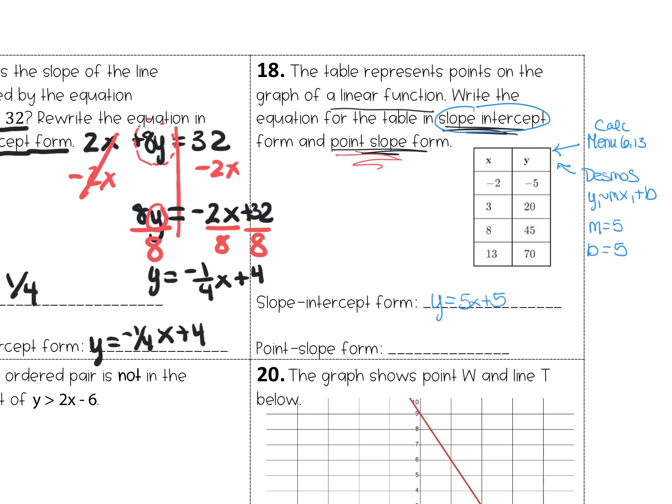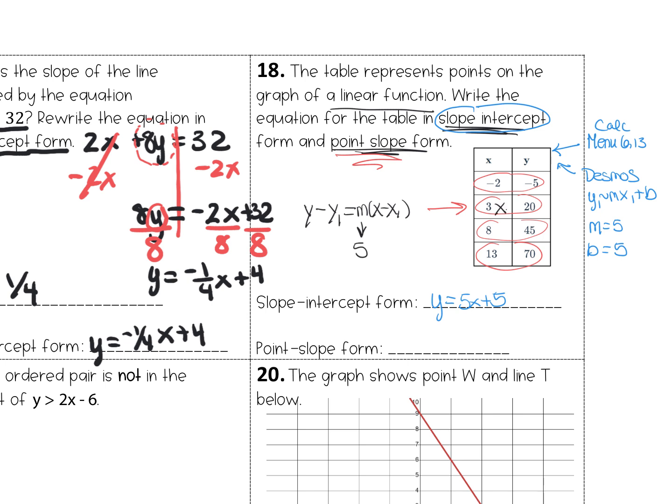Now when I go over here to do point slope form, I can use any of these points I want. I can use this one, or this one, or this one, or this one. I don't love the negative, so I'm going to pick the positive one. So point slope says y minus y1 equals m times x minus x1. We know our slope is 5. We found that from the calculator.